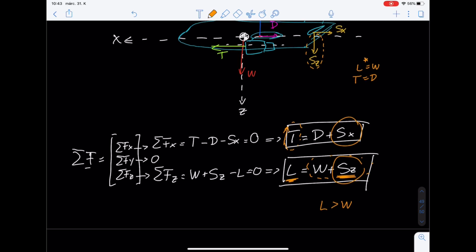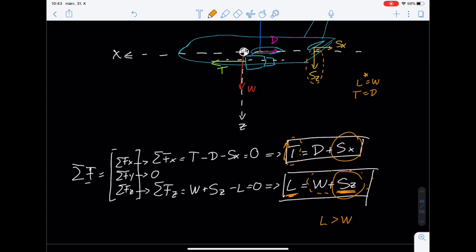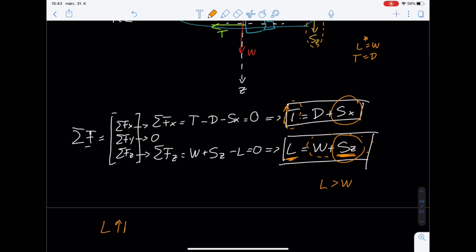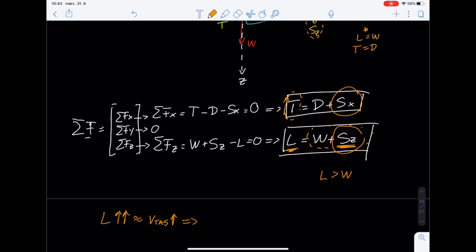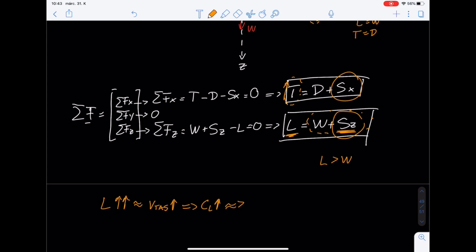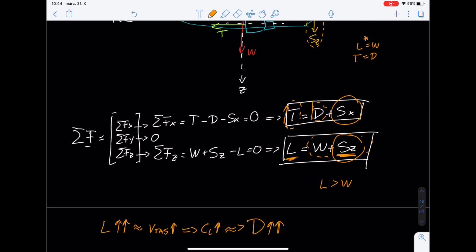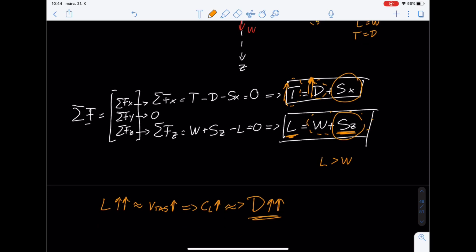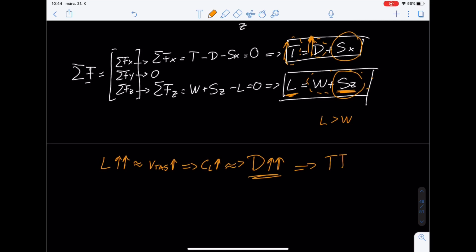And therefore, if lift has to increase, in that case your true airspeed will increase, or else the CL is going to increase. In both scenarios, your drag is going to increase as well, and that's going to require a higher thrust, right? It's going to require a higher thrust, and therefore more fuel consumption.